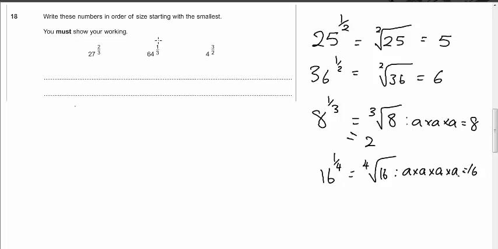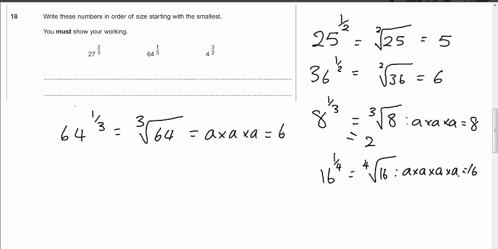Once you know that, you can look at 64 to the 1 over 3 and say, that's the third root of 64. That means I'm looking for a number which times by itself 3 times gives me 64. Remember, if it's a non-calculator paper, the number isn't going to be something like 17.2. It's not even going to be 7, because 7 times 7 times 7 is long. If you're ever unsure, don't panic. Just think of them.